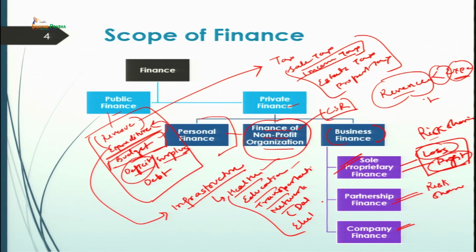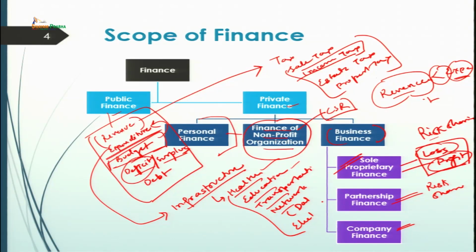On the other side is private finance. These are the different businessmen or the private owners of a company where there is no government intervention. They have full right over the earnings of the organization, but they have to pay taxes as per the taxation laws of the government. There are three different types of private finance: business finance, non-profit organization finance, where CSR activities should be rendered, and personal finance.